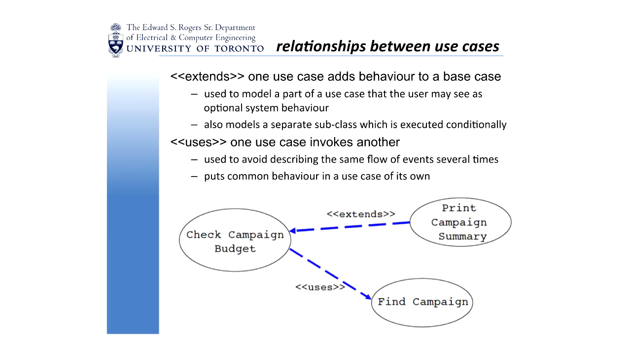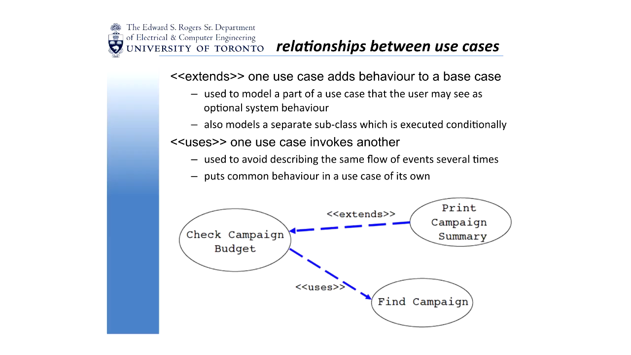On the other hand, a uses relationship, sometimes called includes, occurs when one use case explicitly invokes another. This is a critical architectural tool used to avoid describing the same flow of events several times. By putting common behavior into a use case of its own, like find campaign, you can have multiple other cases reuse that logic whenever needed.